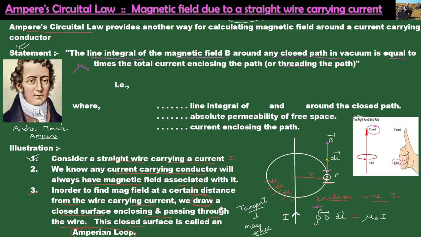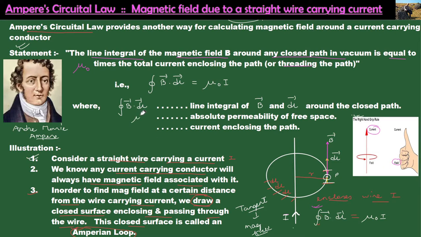According to the statement, we can write the mathematical expression: the line integral of B dot dl, where B bar is our magnetic field vector and dl bar is our element vector, is equal to mu naught I. So what is this line integral of B and dl bar? It is taken along that closed path.